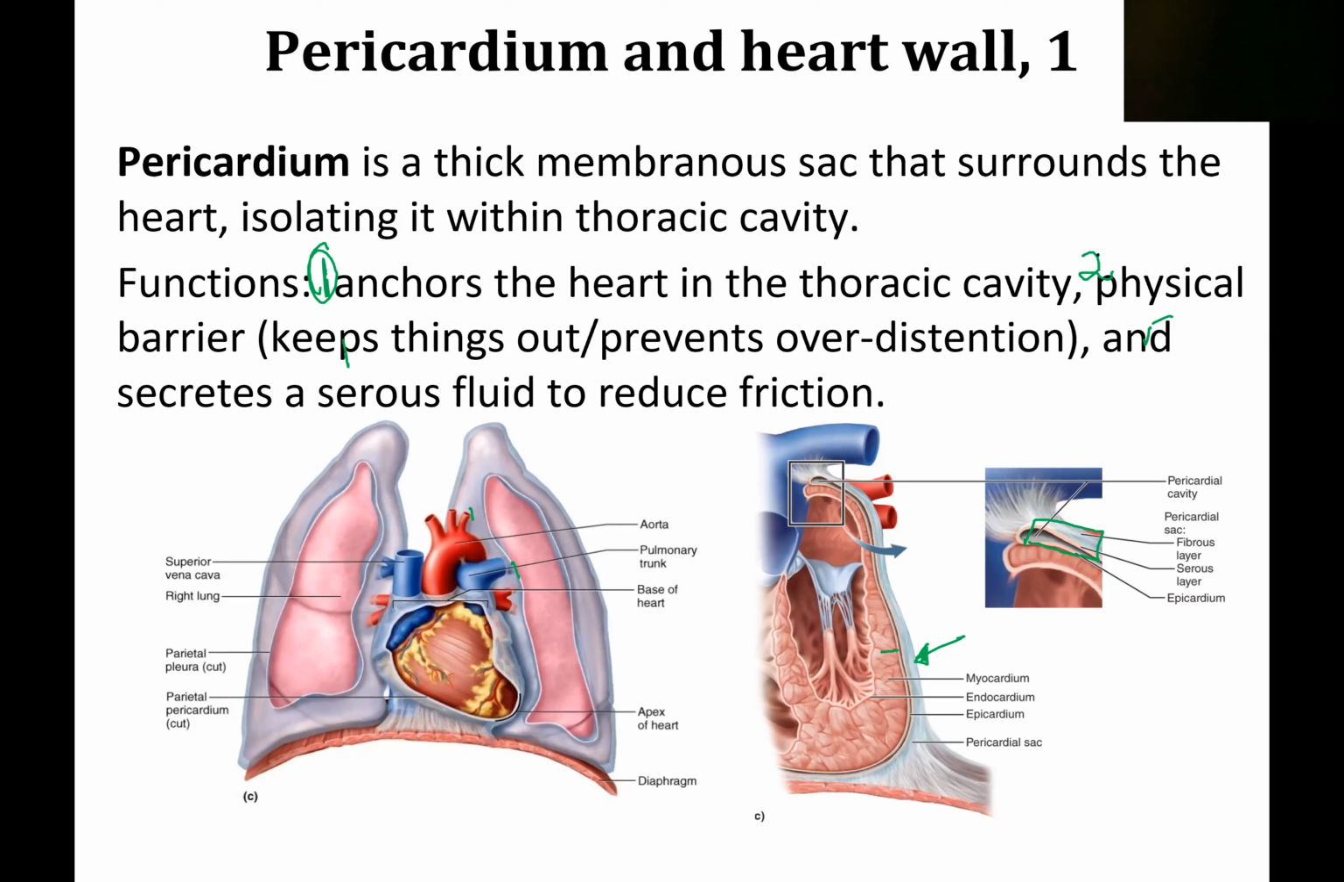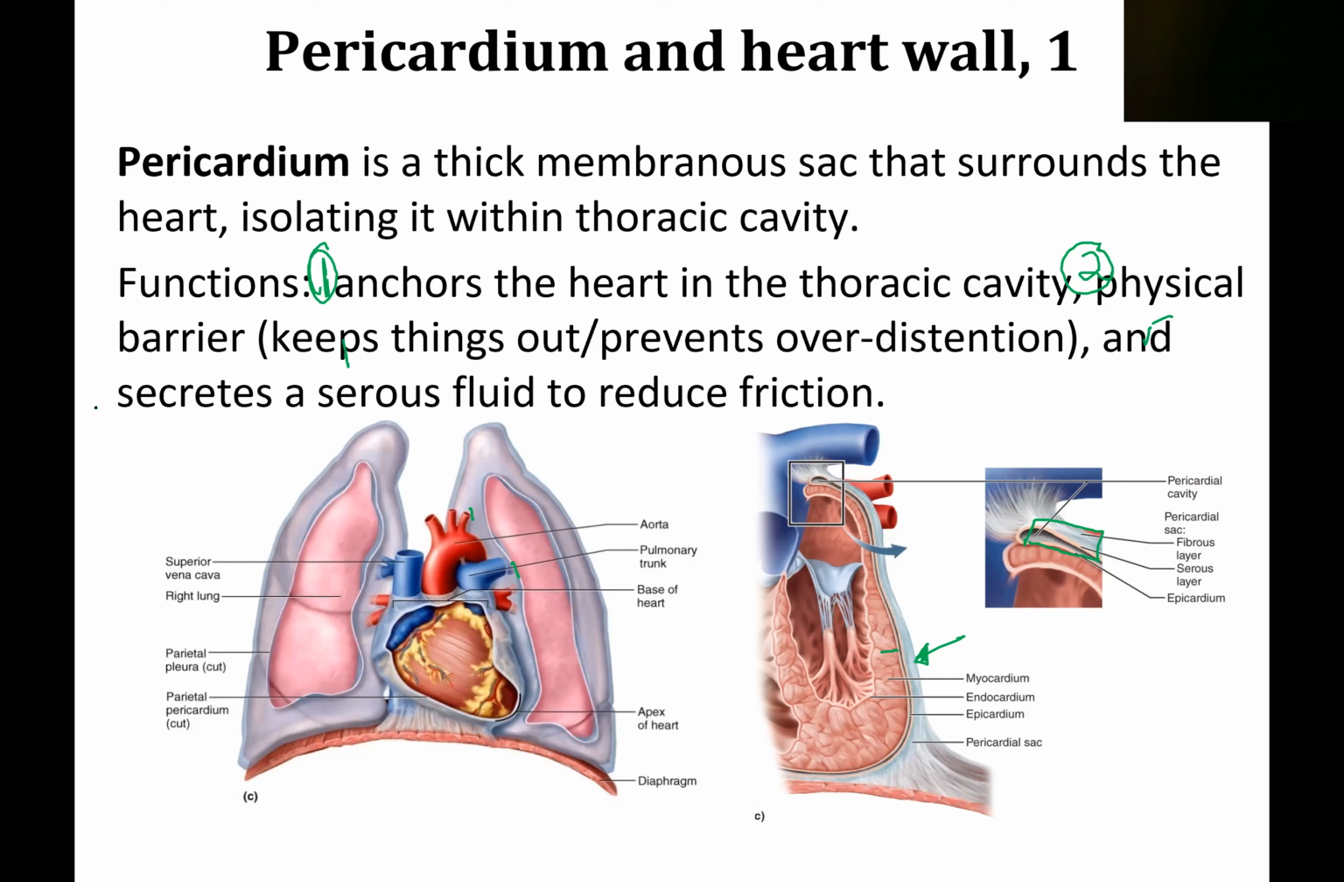2, the pericardium is a physical barrier. So it keeps things out and it prevents over distension. So as the heart contracts and relaxes, it gets narrower, smaller, and then it gets bigger as it fills up. So we don't want it to overfill. So this is going to limit the amount of space associated with the heart. It's going to keep things like bacteria and other organs from coming in contact with the heart so it can do its job.